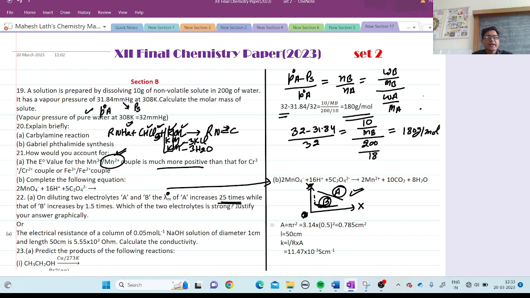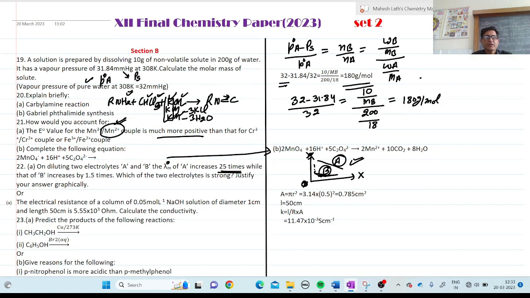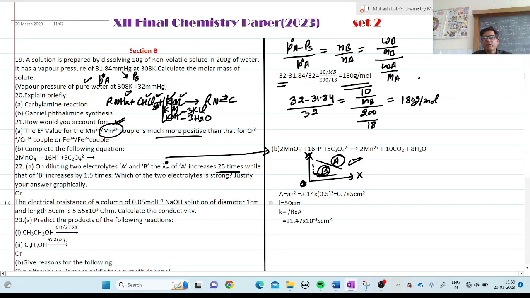Next is the electrical resistance of a column of 0.05 mole per liter sodium hydroxide solution of diameter 1 centimeter and length 50 centimeter, which is 5.55 into 10 to the power 3 ohms. Calculate conductivity. So its formula and its solution is written on your screen as it is visible.